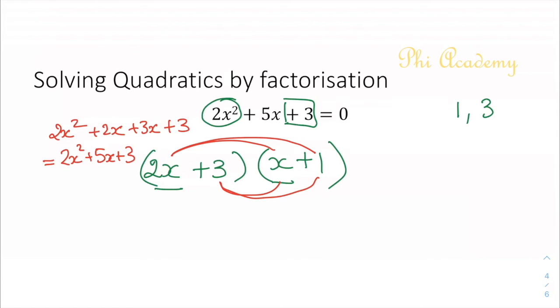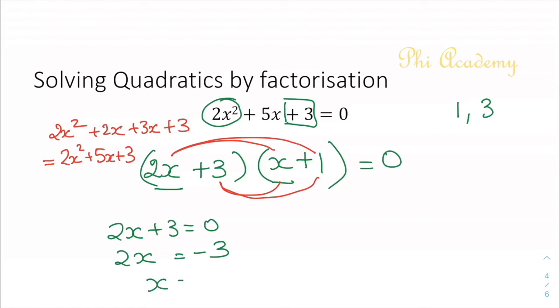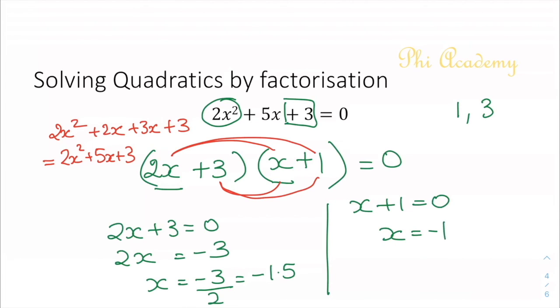Now let us solve this. Remember, this is equal to 0, therefore either the first bracket, which is 2x plus 3, equal to 0, which gives us 2x is equal to minus 3. If I move the plus 3 to the other side, then x will be equal to minus 3 divided by 2, or minus 1.5. Similarly, we have the other bracket, which is x plus 1 equal to 0. And when I move the plus 1 to the other side, it becomes x is equal to minus 1. So we've got two values for x.